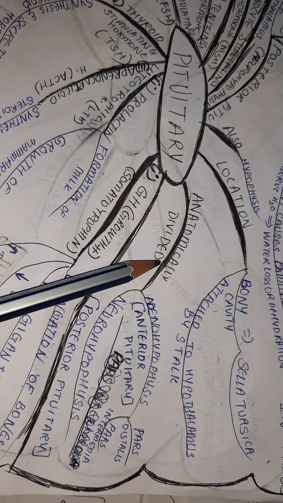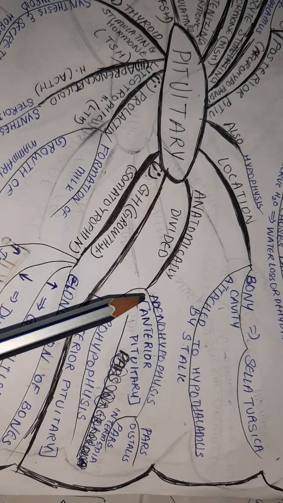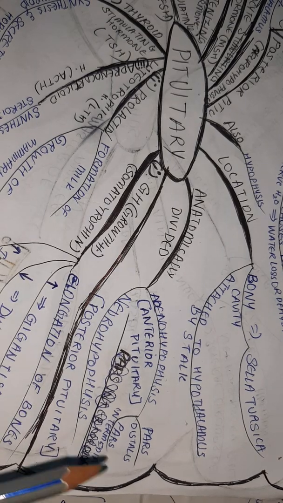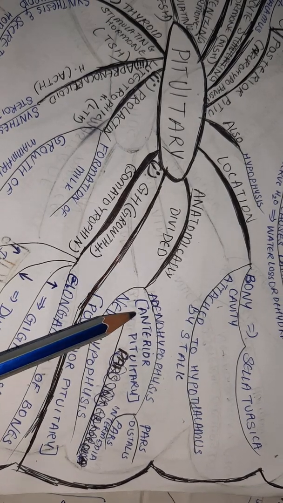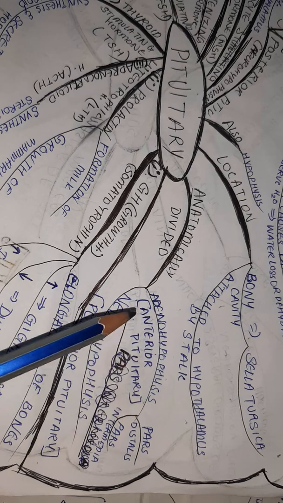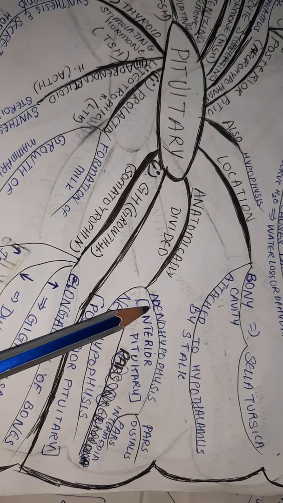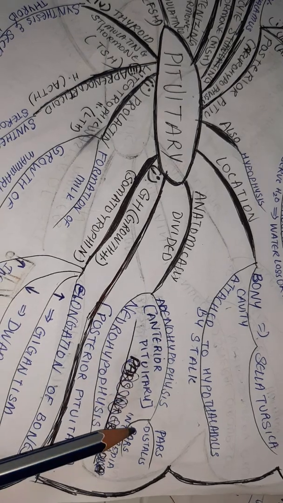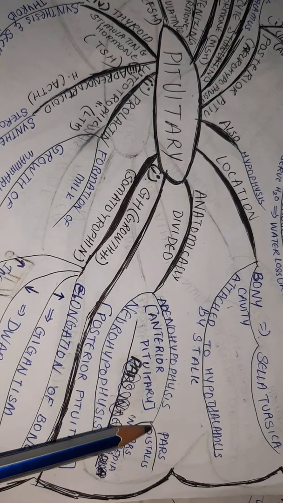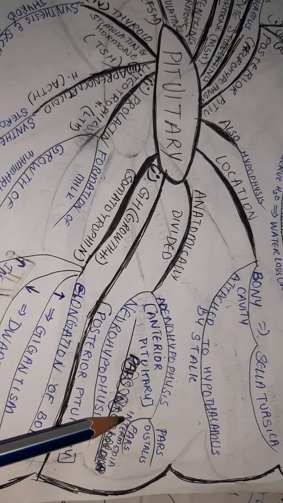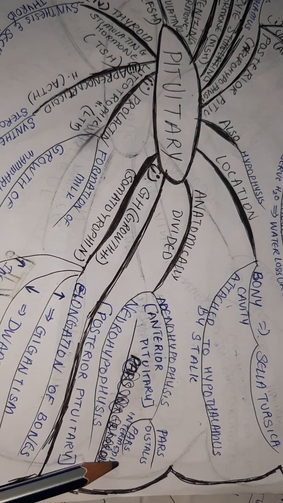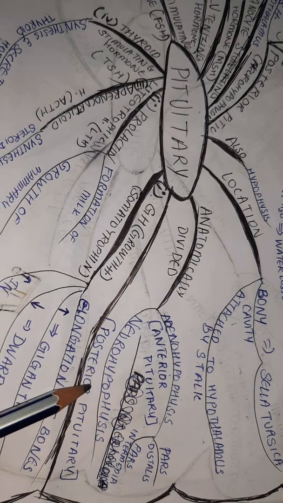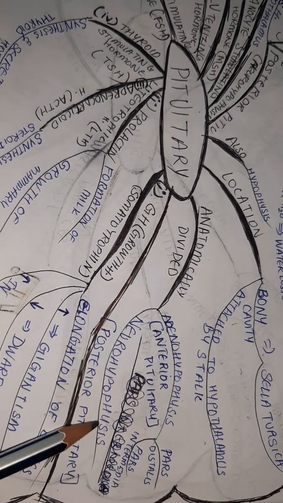Anatomically, pituitary gland can be divided into two parts, anterior pituitary and posterior pituitary. Anterior pituitary means adenohypophysis. A for anterior, A for adenohypophysis. And this adenohypophysis or anterior pituitary is again divided into pars distalis and pars intermedia. You can say it has two parts, anterior pituitary, while posterior pituitary is known as neurohypophysis.